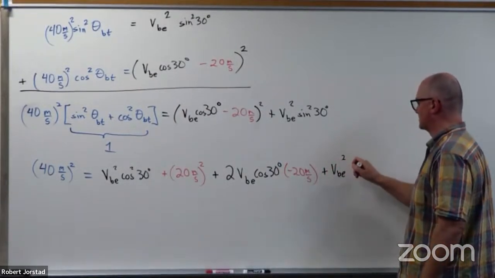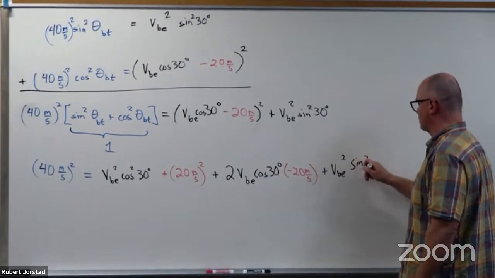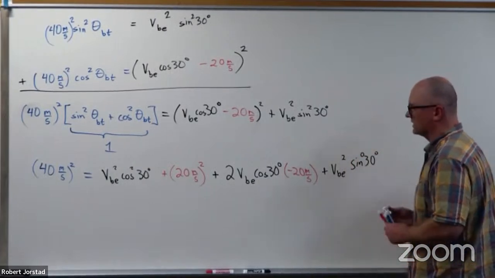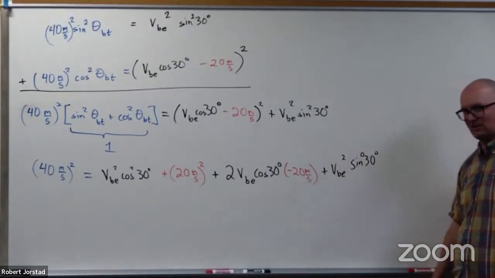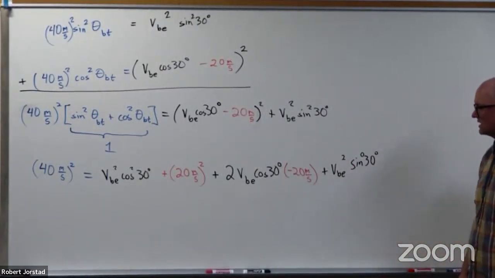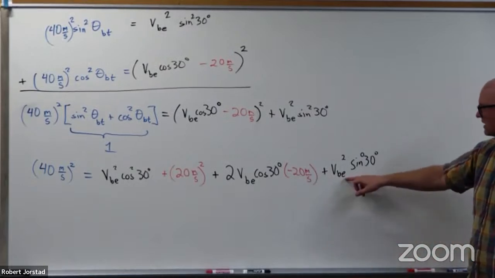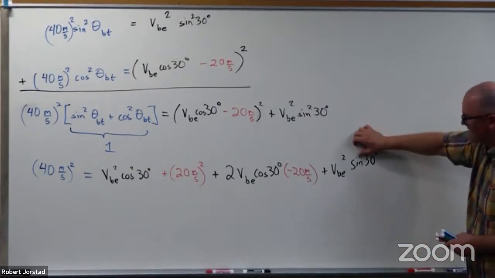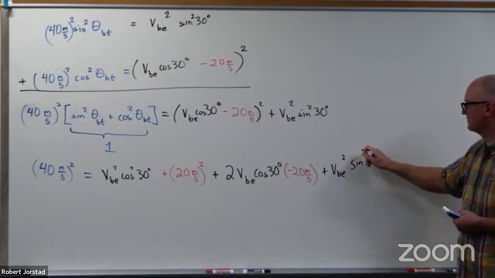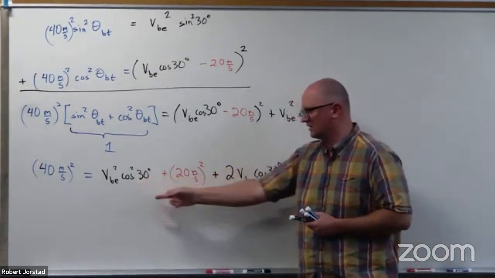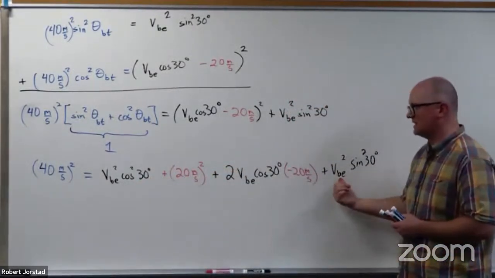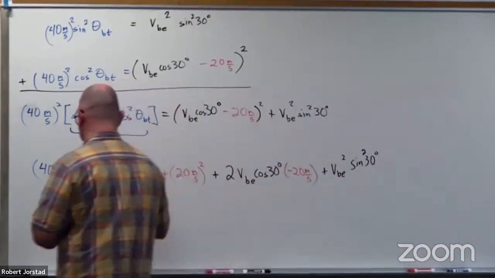You don't have to do it this way, but you could have started plugging in numbers. But I wanted to show you, I mentioned you could use the law of cosines. I want to show you that we basically just derived the law of cosines. Look here, I've got this VBE squared sine 30. Whoops, that's not a degree symbol there. That should be a squared, right? But look, I get a sine squared plus cosine squared here, times VBE squared.